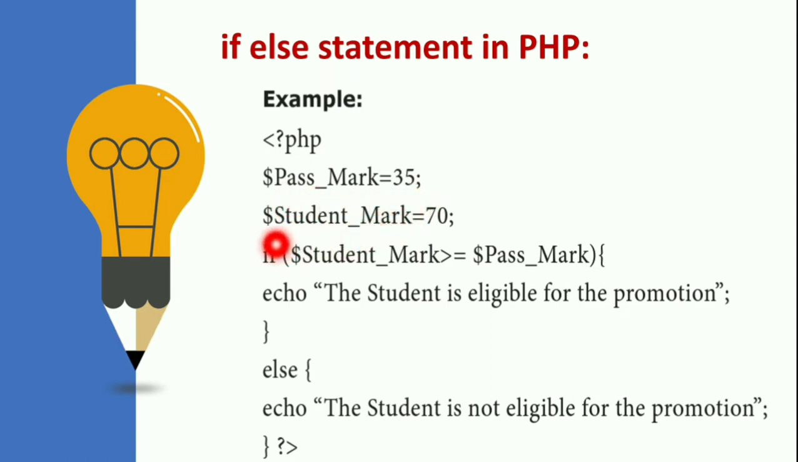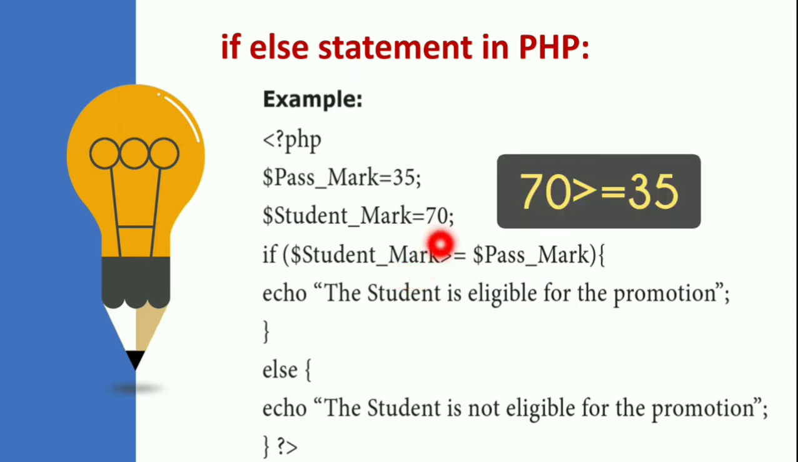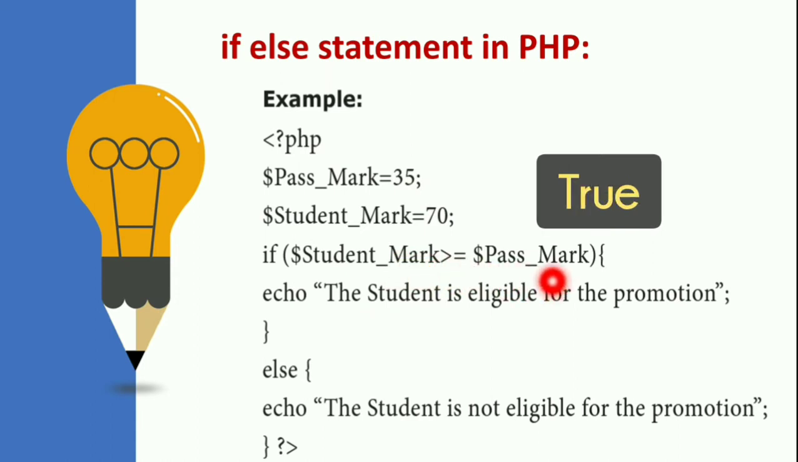And the second variable is $student_mark and the value stored in it is 70. Now here we do have the condition. If $mark is greater than or equal to $pass_mark, compare it with the values. What is student mark? 70. And what is pass mark? It is 35. Check for the condition. Is 70 greater than 35? Yes, the condition is true.